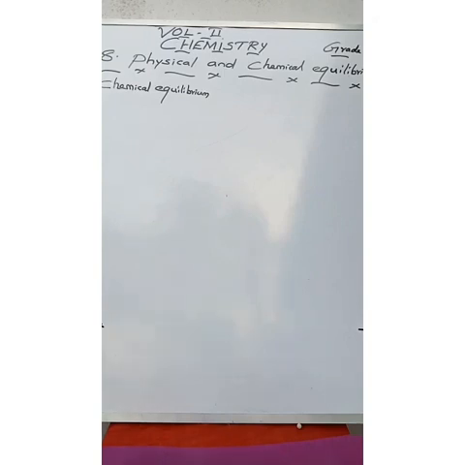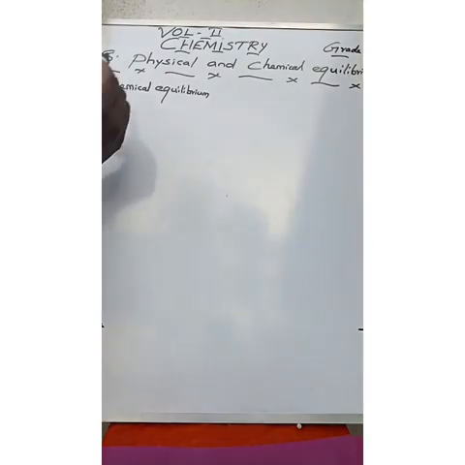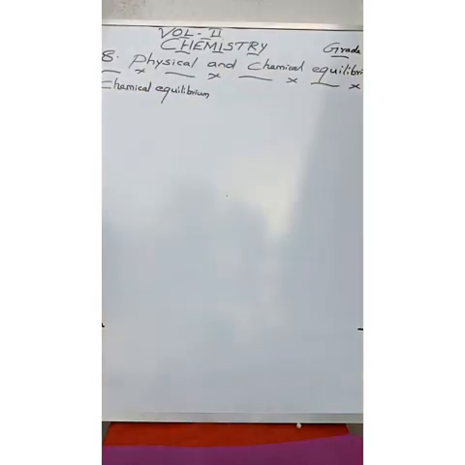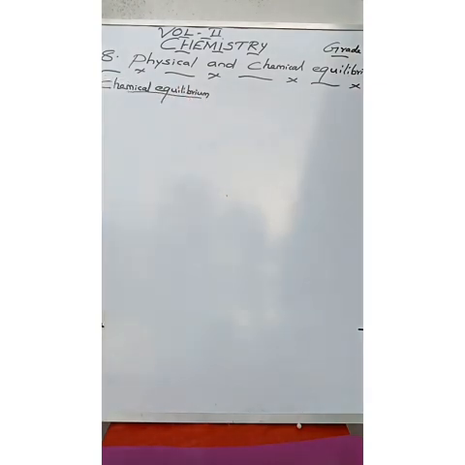Welcome back to our chemistry class. Today we will discuss unit number 8, Physical and Chemical Equilibrium. It's in the second volume book. First, we will discuss chemical equilibrium. What is chemical equilibrium?